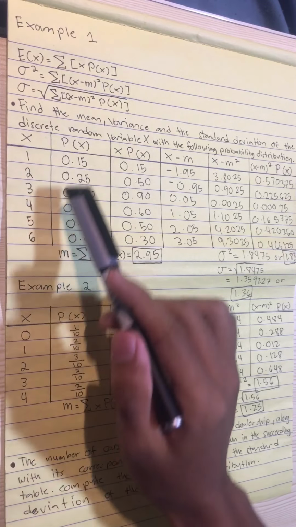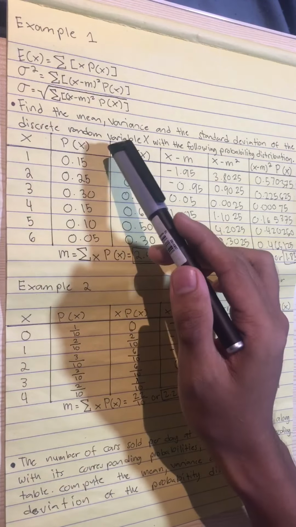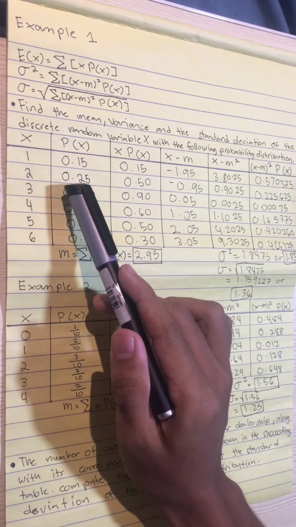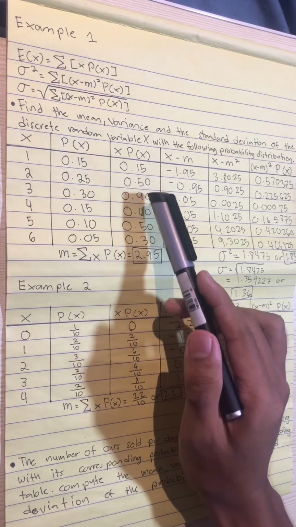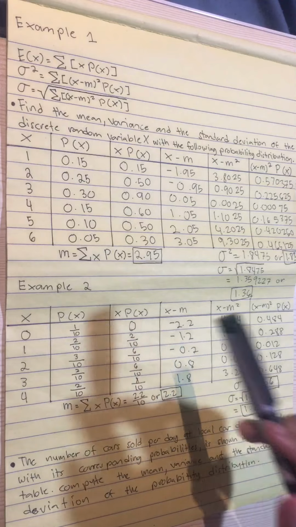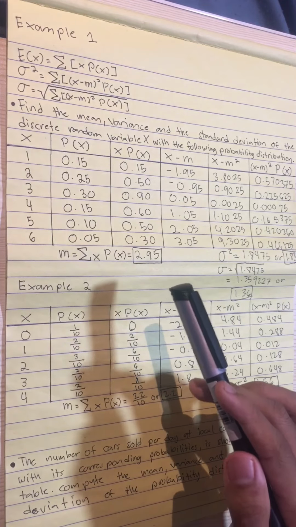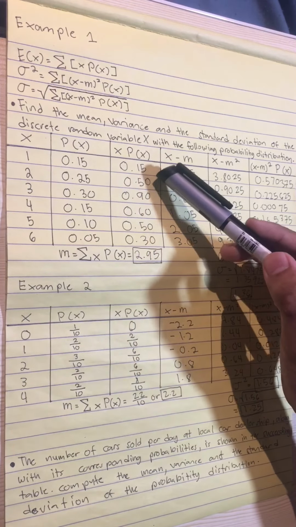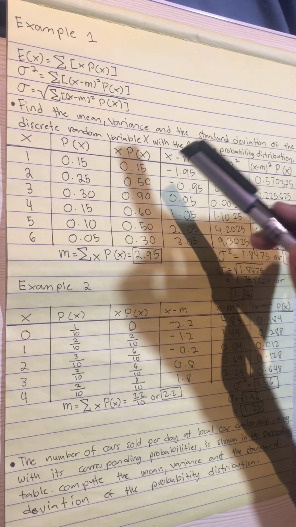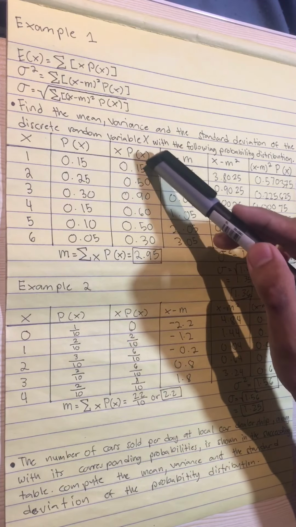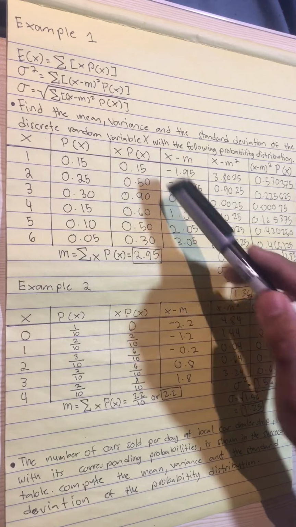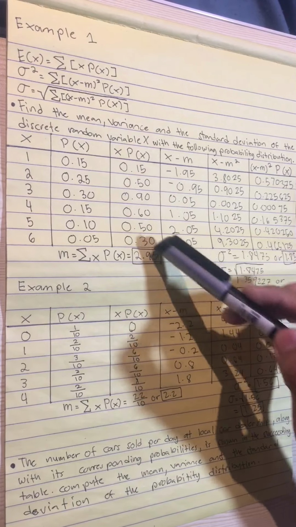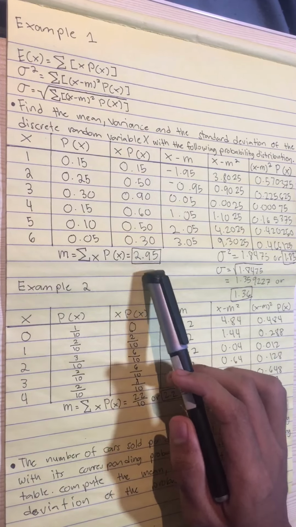Just multiply the column of x and the column of p of x. So 1 times 0.15 is 0.15, 2 times 0.25 is 0.50, and so on and so forth. And for us to get the exact value of the mean, we need to do the summation. So we just need to add each value of this column, x times p of x. If we add this column, we are going to get 2.95.